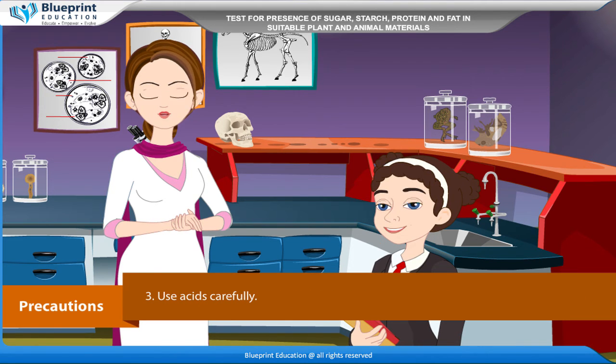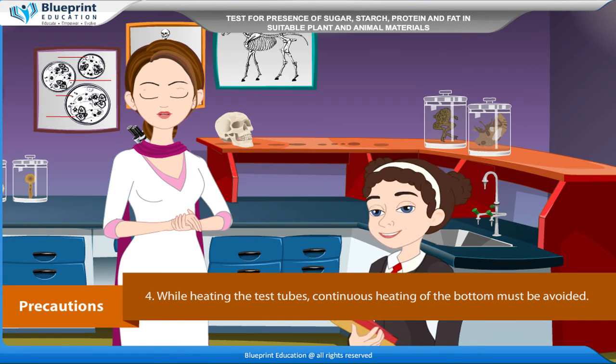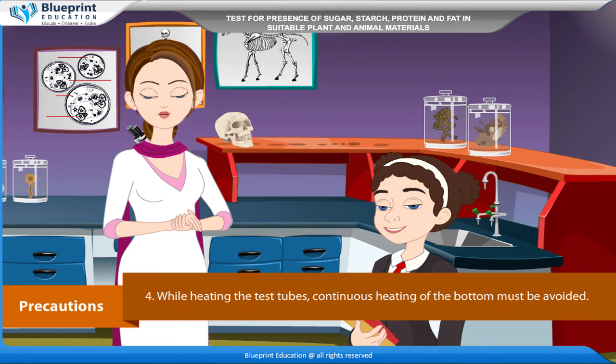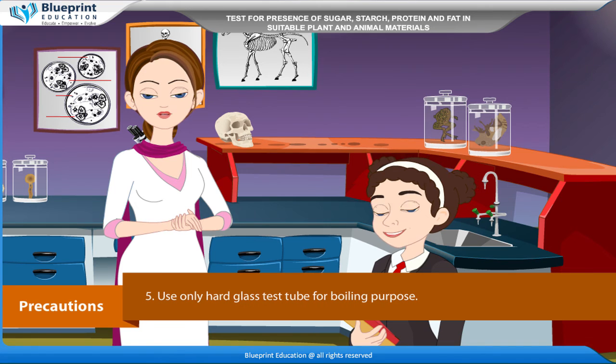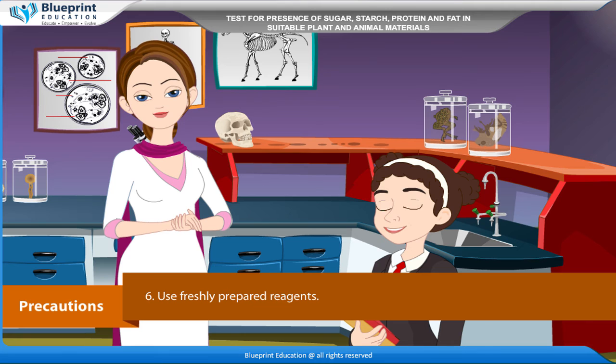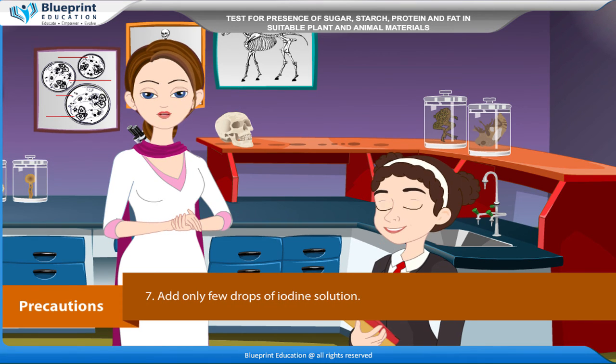Use acids carefully. While heating the test tubes, continuous heating of the bottom must be avoided. Use only hard glass test tubes for boiling purpose. Use freshly prepared reagents. Add only a few drops of iodine solution.